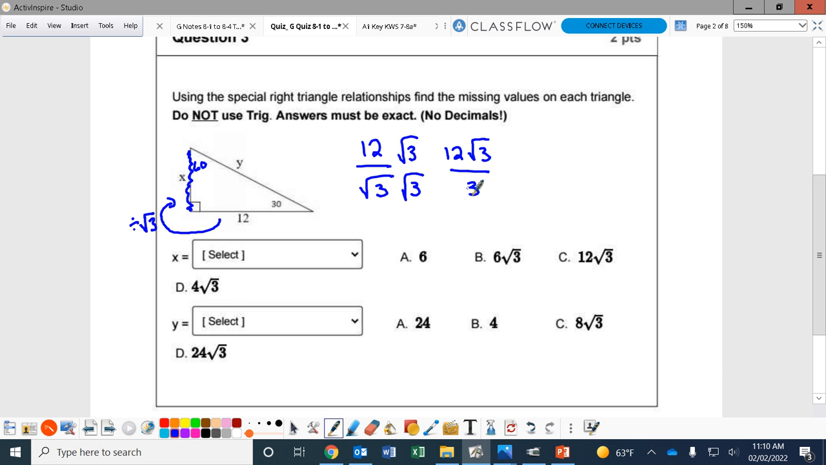The 12 and 3 can reduce. 3 goes into 3 one time. 3 goes into 12 4 times. And your answer would be 4 square roots of 3. That is your short leg. That 4 square roots of 3, which is D. 4 square roots of 3, guys.